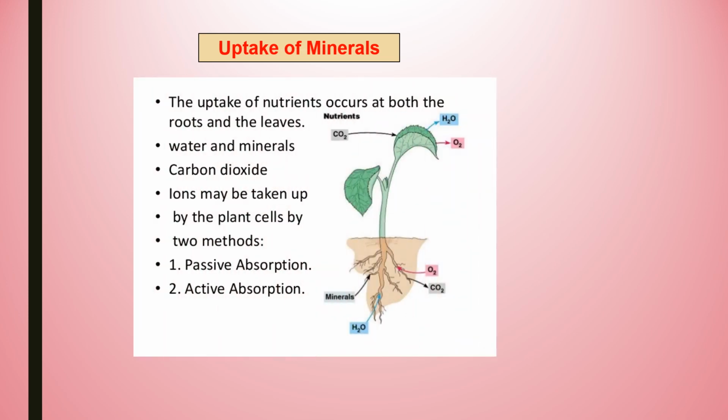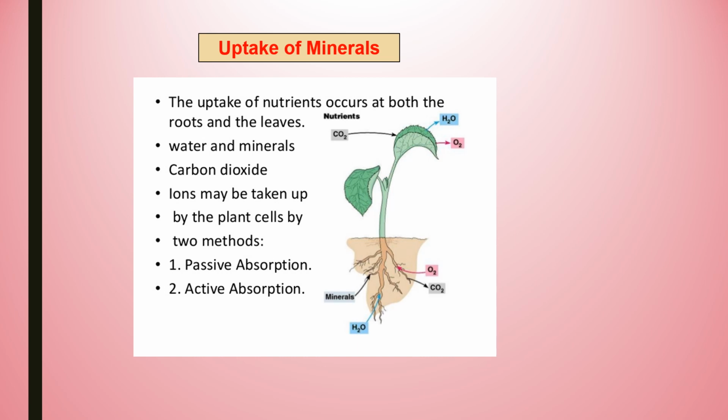Next we will see uptake of minerals. Plants depend on the minerals from the soil. The uptake of nutrients occurs at both the roots and leaves. Water and minerals, carbon dioxide, ions may be taken up by the plant cells by two methods. One is the passive method, another one is the active method. The passive method does not use energy, but the active method uses energy in the form of ATP.